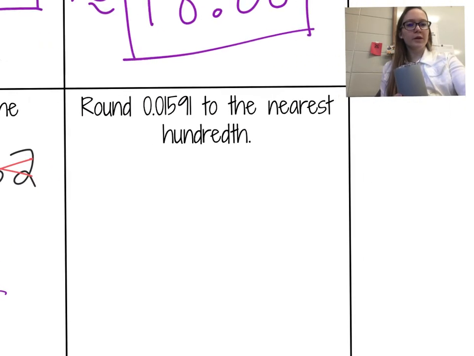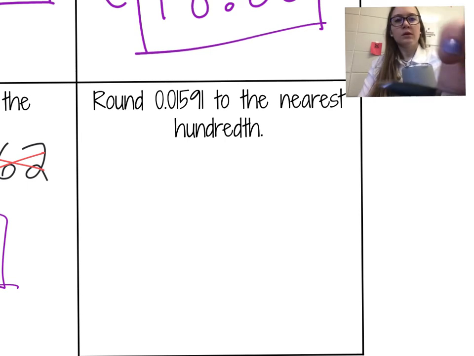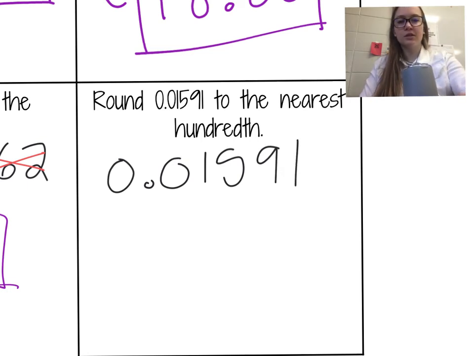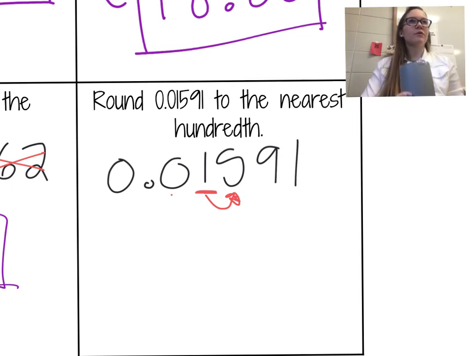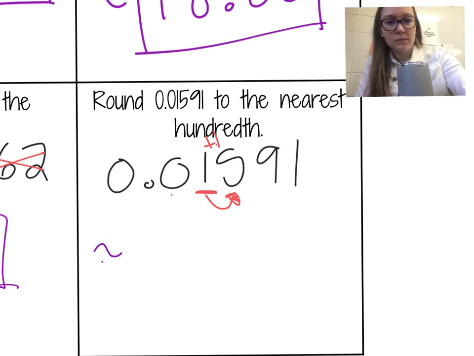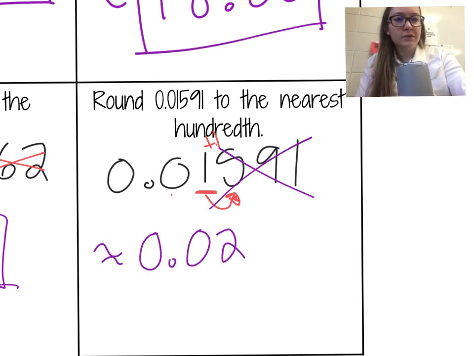Right. Uno más. 0.01591 to the nearest hundredth. Goes tenths. The 1 is in the hundredths place. I look next door. 5 or bigger, add 1 more. That is 5, which is included. So we add 1 to the 1. 0.02, and then the rest of it goes away.